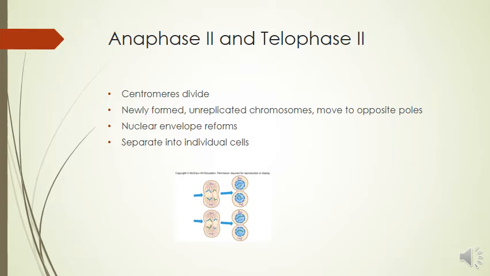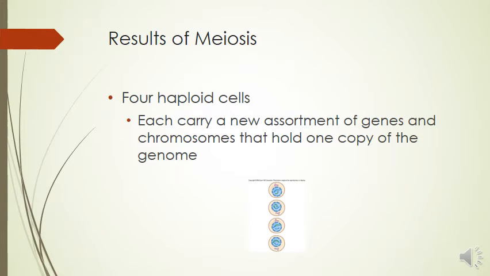In anaphase 2 and in telophase 2, the centromeres divide. The newly formed unreplicated chromosomes move to opposite poles. The nuclear envelope reforms, and they separate into individual cells, 4 haploid cells. So that's the result of our meiosis, the 4 haploid cells each carrying a new assortment of genes, and the chromosomes only have one copy of the genes.